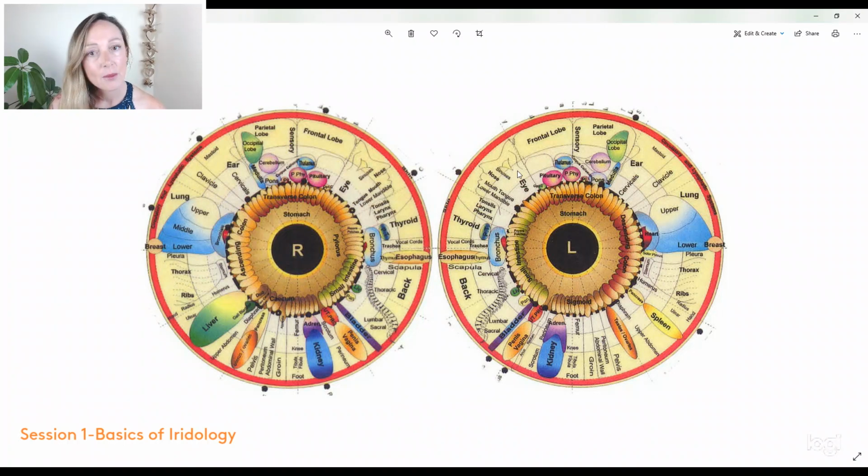First of all, I'm going to start with the basics. I'm going to give you an idea of some of the basics of what iridology is. You can see the chart in front of you, and I'm up in the corner there. So hi. Simply put, it's another way of gathering data about our bodies and about our health and well-being.